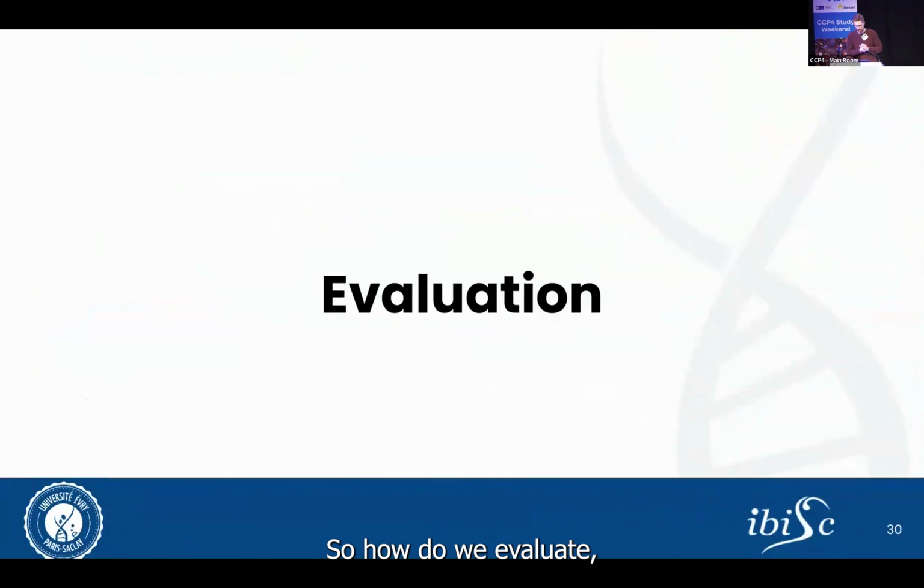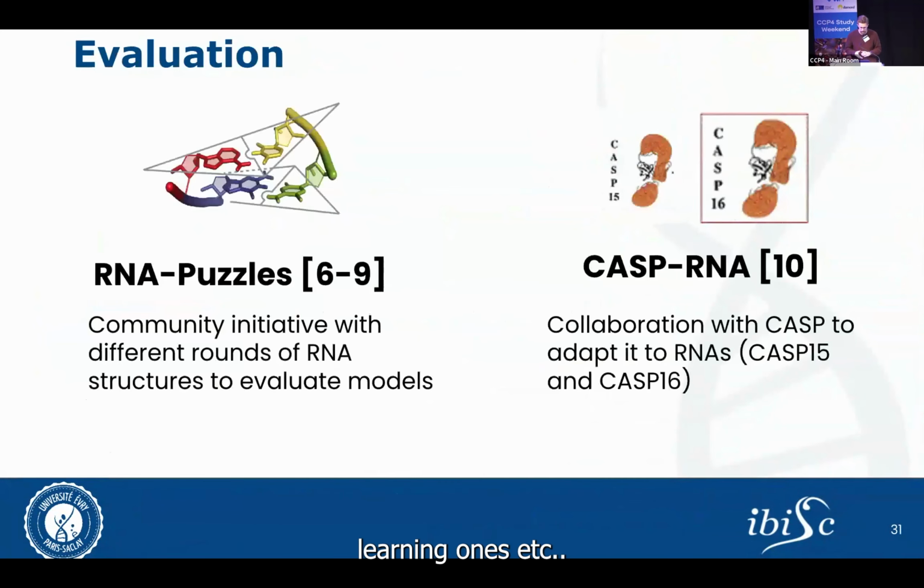So how do we evaluate this kind of approaches, the template-based, deep learning ones, etc.? For RNA, before CASP, there was the RNA-Puzzles initiative, which was a community initiative with some challenges, just like CASP for proteins. And at the end, they tried to collaborate with the CASP community to create a CASP RNA for RNA. So there are two types of standard evaluation sets.